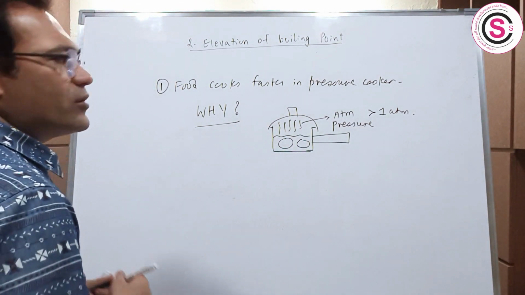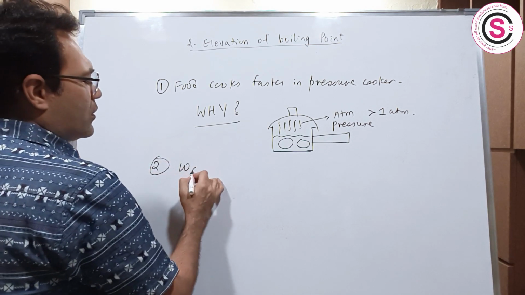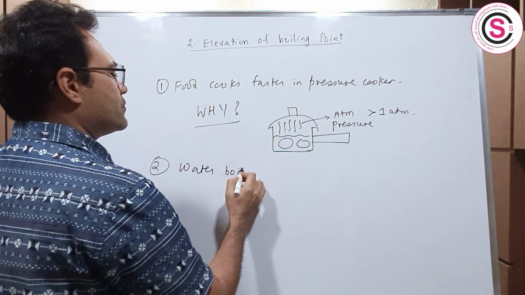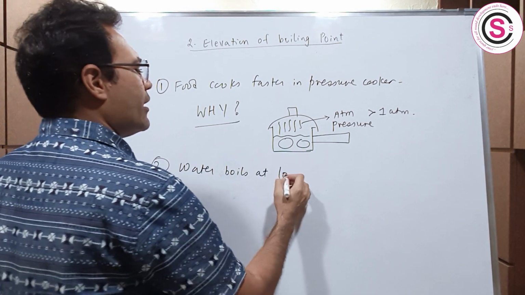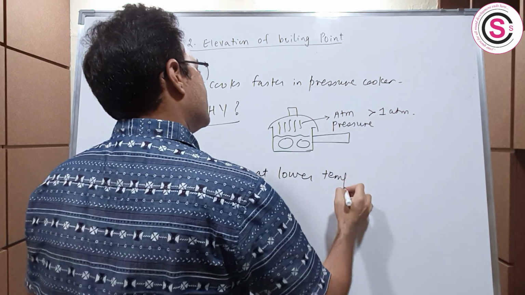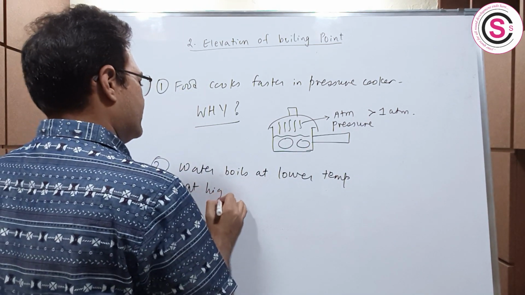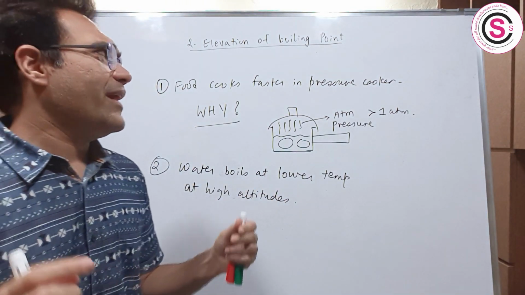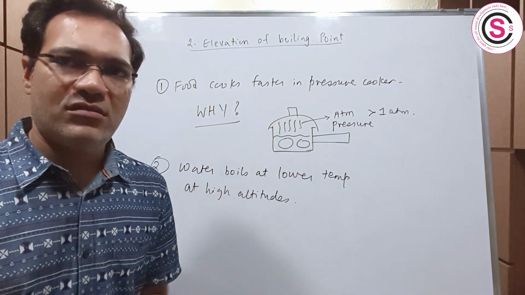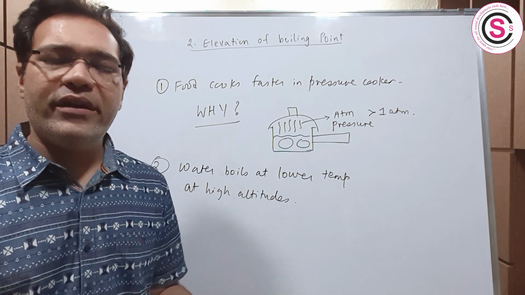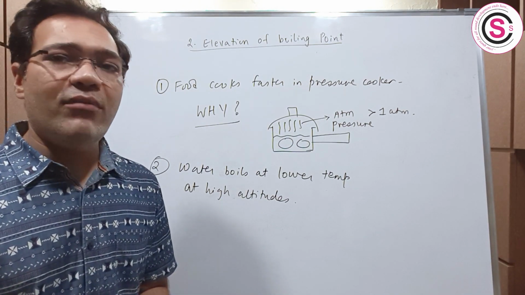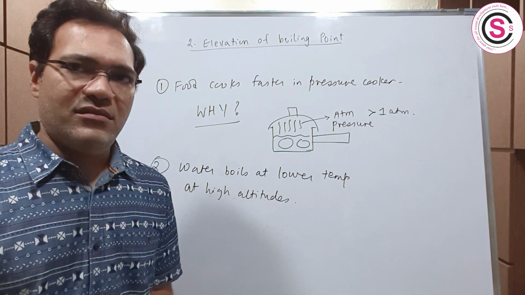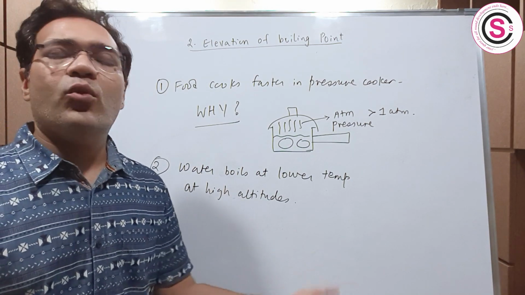One more application I would like to discuss with you. Water boils at lower temperature at high altitudes, right? If you might have gone to some hill station or any such mountain area, then you might have seen that the boiling point of water, which is 100 degrees Celsius at sea level, will decrease. The water may boil at a lower temperature.